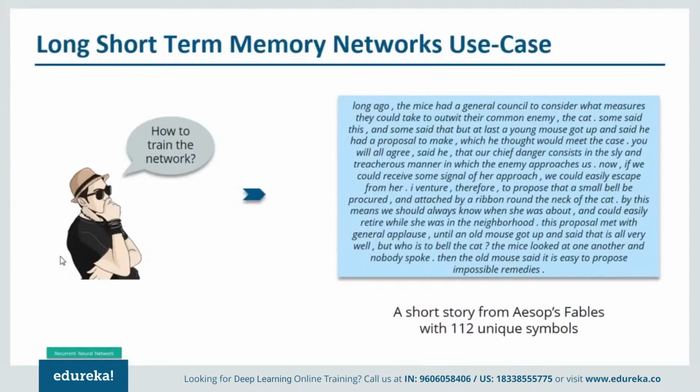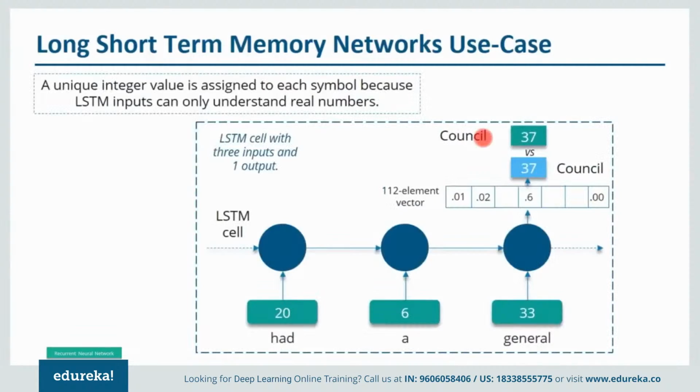So we'll be training our LSTM to predict the next word using a sample short story that you can see over here. Alright, so it has basically 112 unique symbols. So even comma and full stop are considered as symbols. Alright, so this is what we are going to train it on. So technically we know that LSTMs can only understand real numbers. Alright, so what we need to do is convert these unique symbols into a unique integer value based on the frequency of occurrence, and like that we'll create a dictionary.